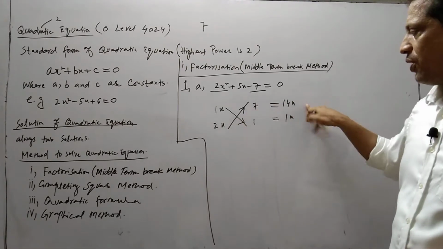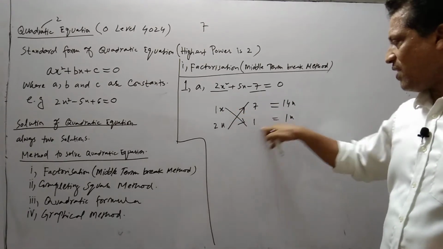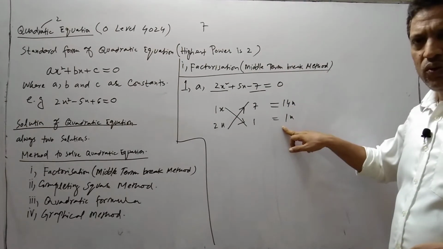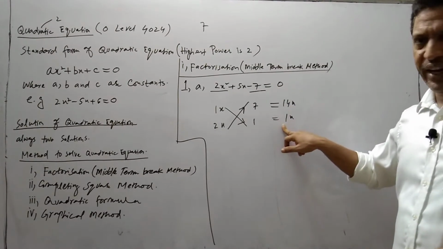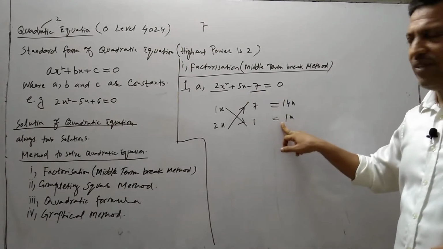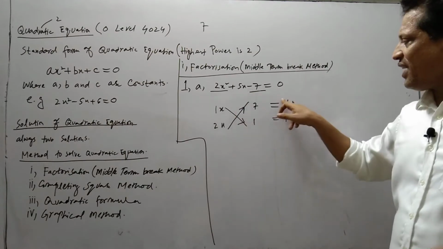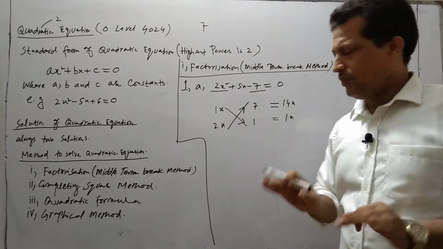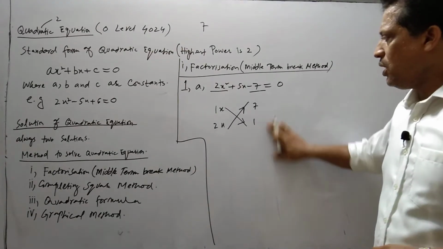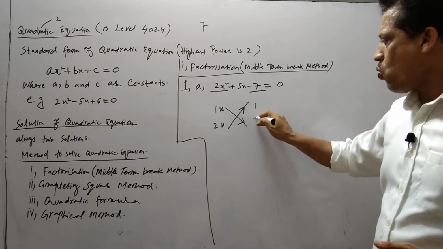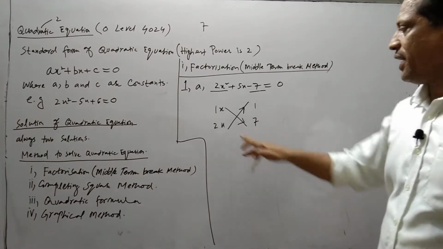2x by 7 is 14x and 1x by 1 is 1x. Now check. If we add these two, 14 plus 1 we get 15, but we need 5 as the middle term. If we subtract 14 minus 1 we get 13, but we need 5. So no problem, don't take any tension. You just flip 7 1, 2 1, 7 and now check again.